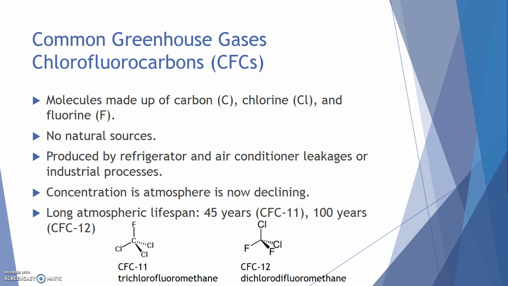Another set of common gases is what we're going to call chlorofluorocarbons, or CFCs. They're made up of chlorine, fluorine, and carbon. There are no natural sources, but unnaturally it comes from leaking air conditioners or refrigerators. The concentration was almost none prior to the Industrial Revolution.